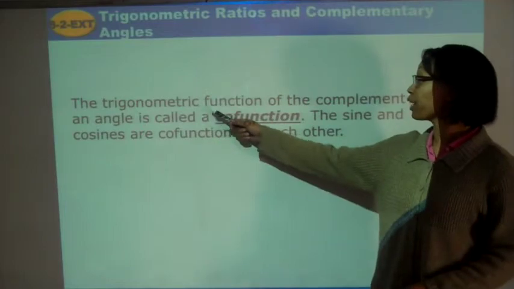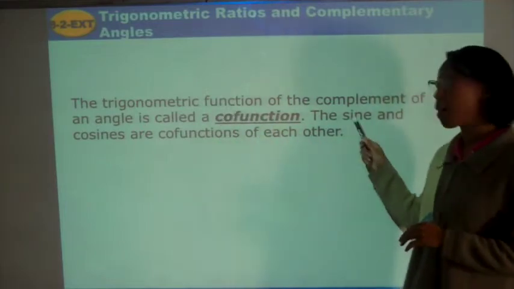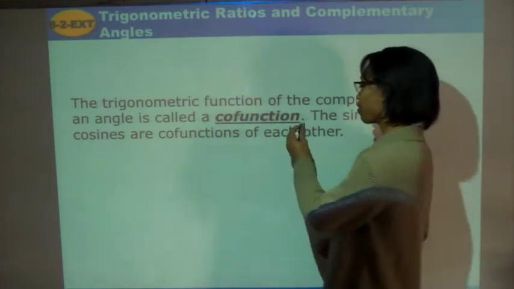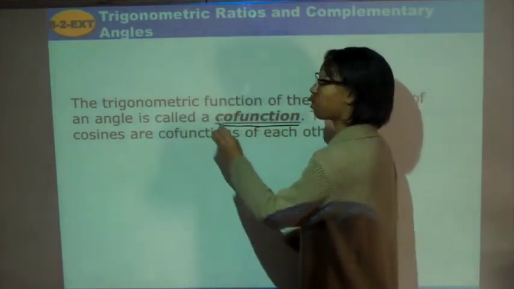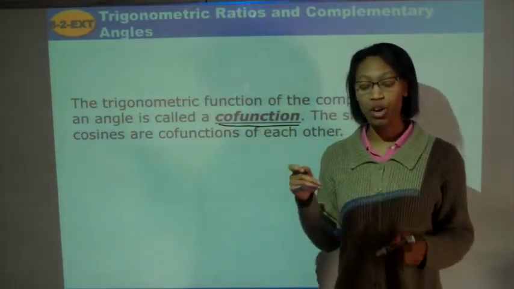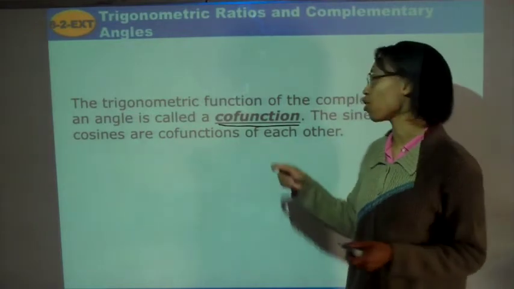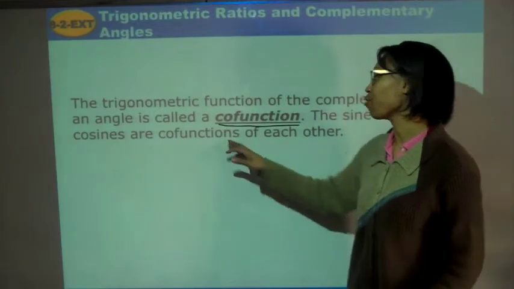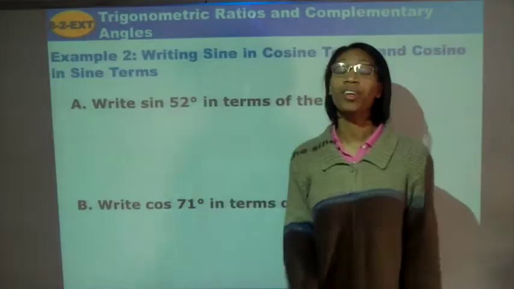The trigonometric function of the complement is called the cofunction. We know what a complement is; the trigonometric function that matches that is called the cofunction. So sine and cosine are cofunctions of each other.